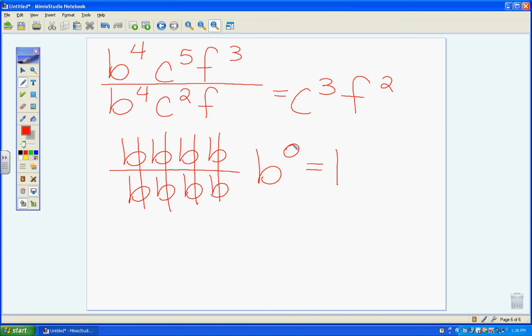Okay, so Amelia asked a really good question. She said, well, would you put the 1 there with the C cubed F squared? If you put a 1 there and you're multiplying anything by 1, is it really going to change anything? No. So we typically don't put that there. But you do need to remember, anything to the 0 power is 1. I don't care if it's 537,223 to the 0 power, it's 1. No matter what. That's just going to be one of those little things that you have to remember.